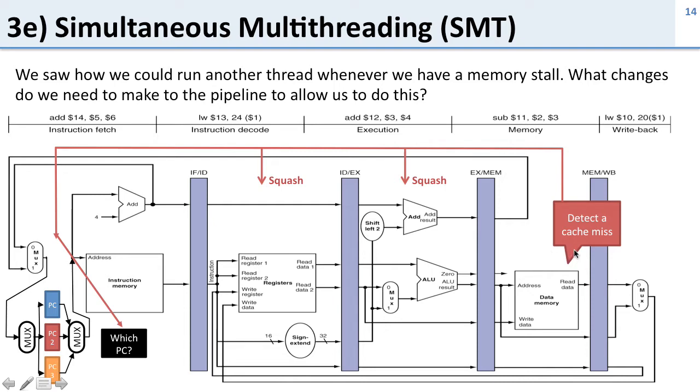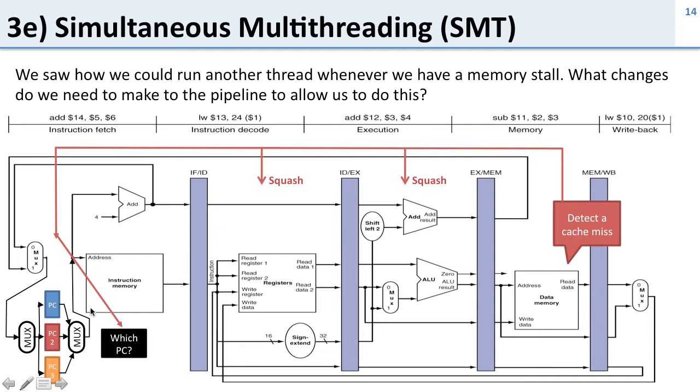So when we detect this cache miss, we're going to squash the other instructions from our current thread in the pipeline because we don't want them to finish. We're then going to change our PC over here so that we use a different PC. We're going to switch from thread 1 to thread 2. Now we'll start executing instructions for thread 2.